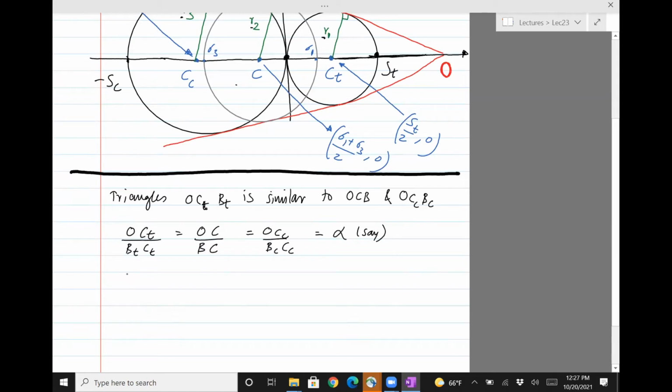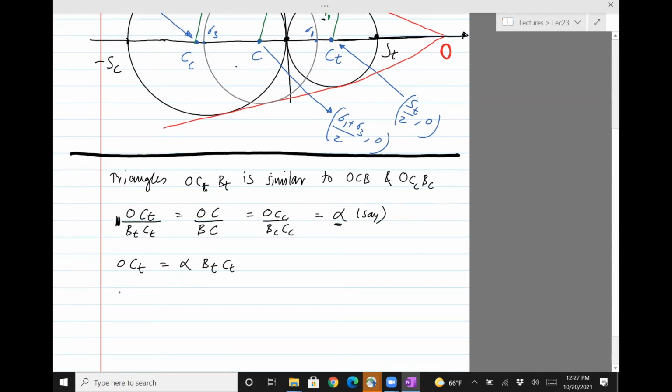So I'm going to rewrite this equation as 3 equations. OCT is alpha times BTCT. So just take this part and the alpha, equate them, and then simplify. Similarly, I can write OC as alpha times BC. Now what I notice here is that OC can be divided into 2 parts, right? There's OCT and then CTC. The distance from O to CT and CT to C. So this is OCT plus CTC equals alpha BC.